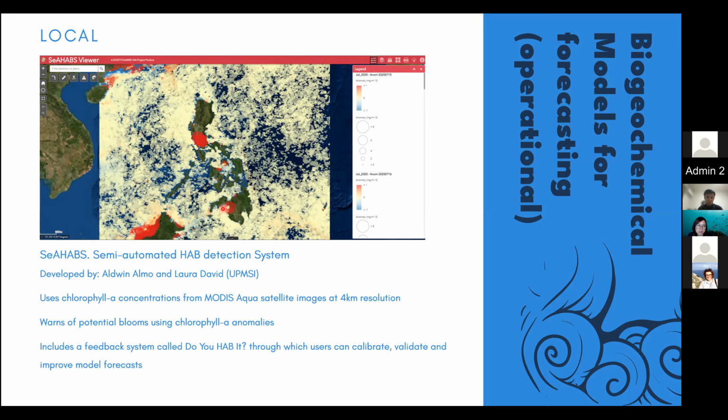One example is CHABS, or the semi-automated harmful algal bloom detection system, which processes chlorophyll A concentrations from MODIS Aqua to put out chlorophyll anomalies that can be used to warn of potential blooms. This includes a feedback system called Do You Habit, through which our program partners and other users can calibrate, validate, and improve the model forecast by zooming into their particular area and inputting data and information that would shift the thresholds for the chlorophyll anomalies.